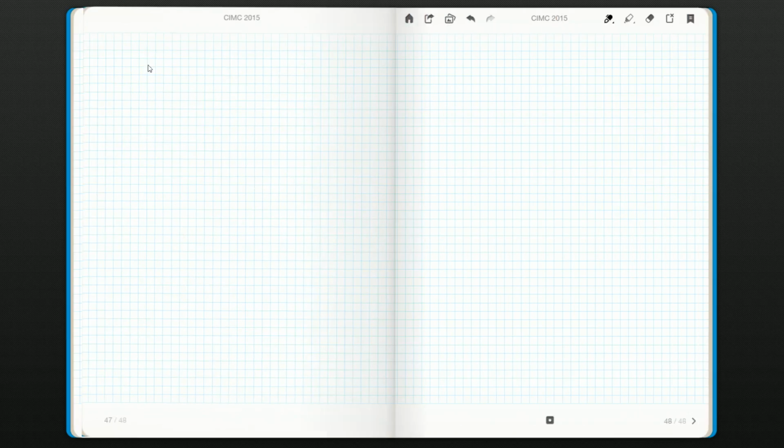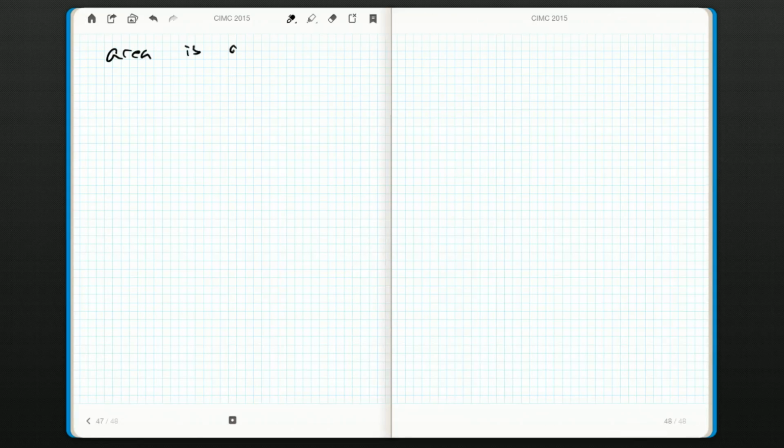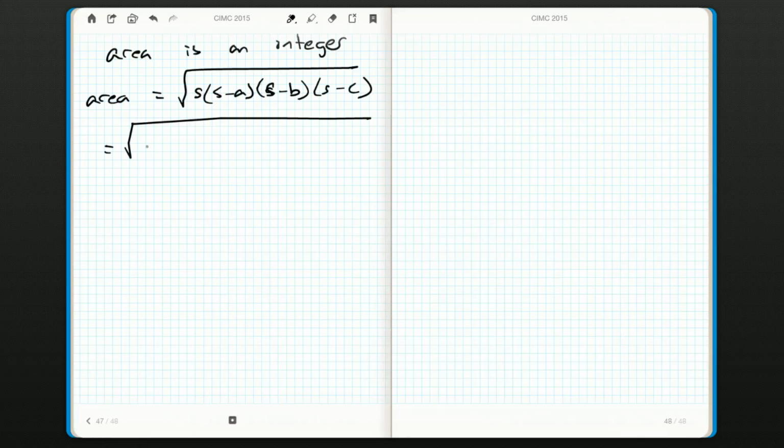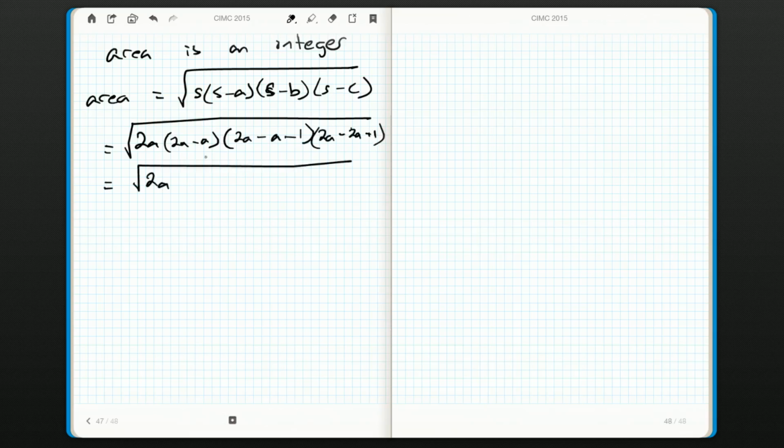Now we've used everything except area as an integer. So area, by Heron's formula, is the square root of S times S minus A times S minus B times S minus C. But I know that S is 2A. So this is 2A minus A. Then 2A minus, well, what was B? B was A plus 1. So if we're subtracting B, we get A minus 1. And then 2A minus C: the difference between those is going to be 1, but let's just write it out. 2A minus 2A plus 1. There we go. So that's going to be 2A times A times A minus 1, times 1.